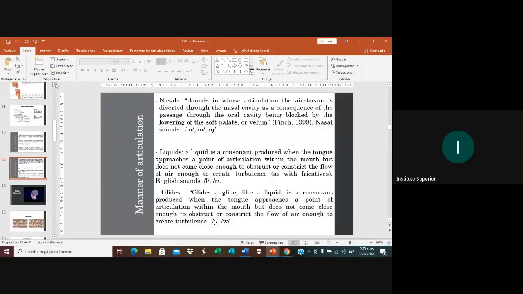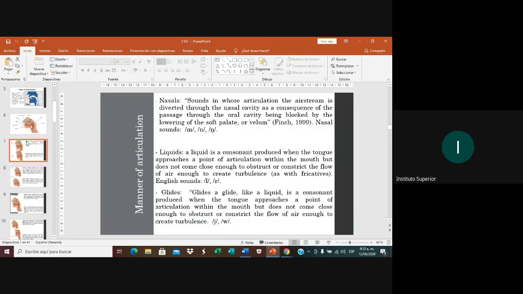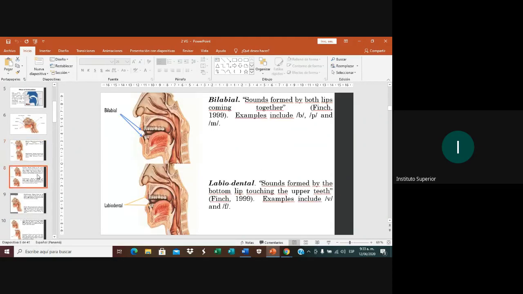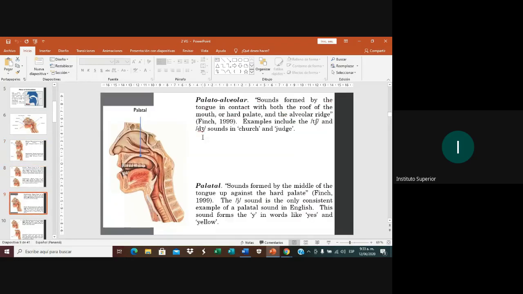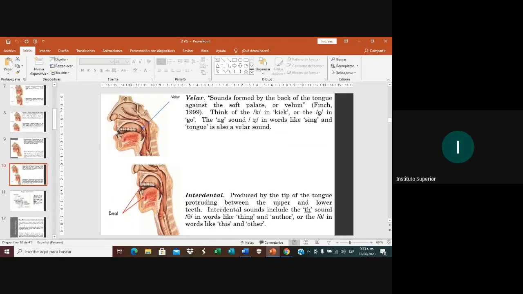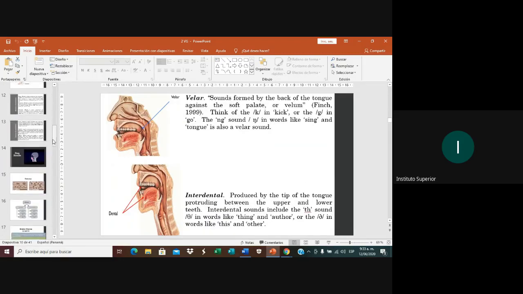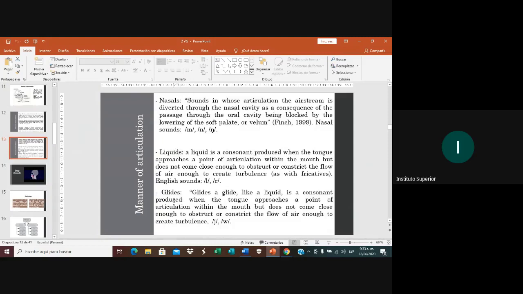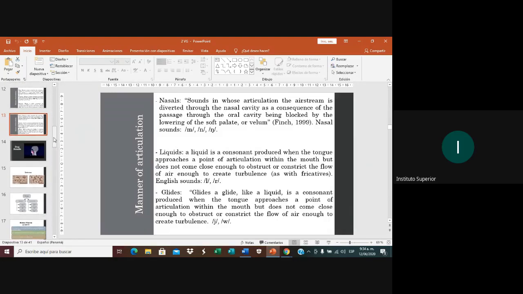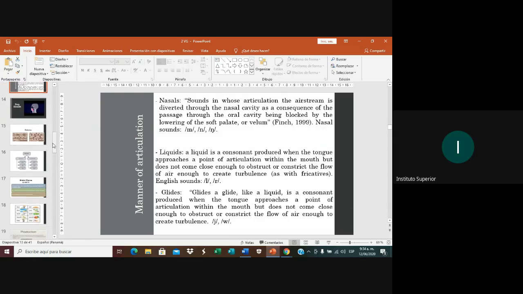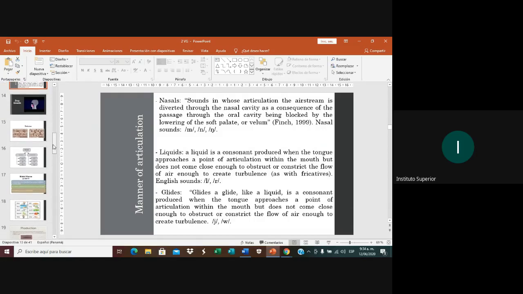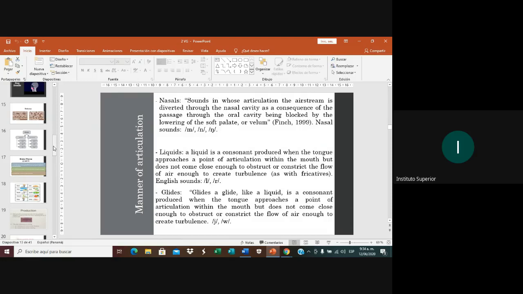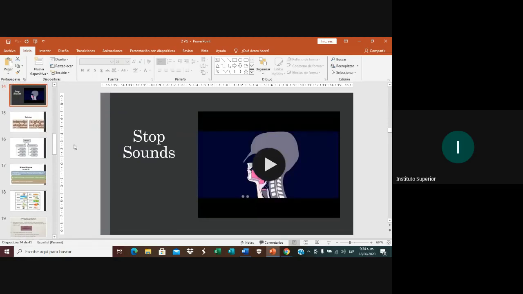Remember, in place of articulation, we have different places like bilabial, labiodental, alveolar, postalveolar, palatal-alveolar, palatal, velar, and interdental. Now, in manner of articulation, we have stops, fricatives, affricates, nasals, liquids, and glides. Today, we're going to start studying two groups, okay? You already know some of the sounds. We're just going to describe a little bit of the sounds, which are voiced, which are voiceless, and some practice, okay? We're going to start with the stop sounds.